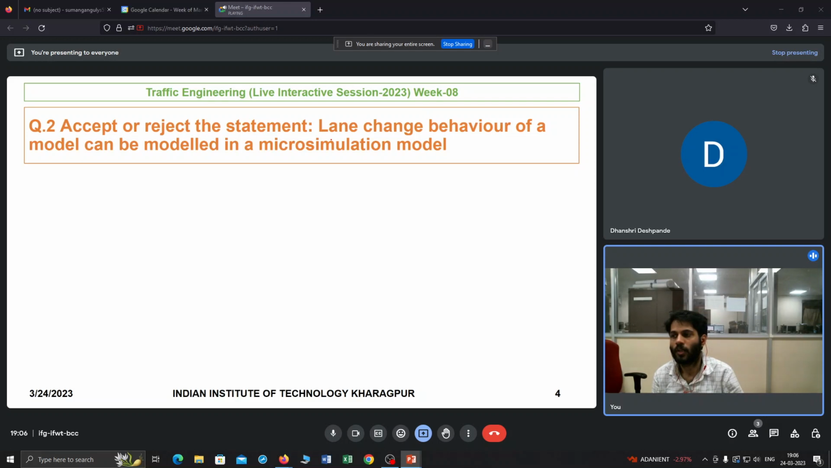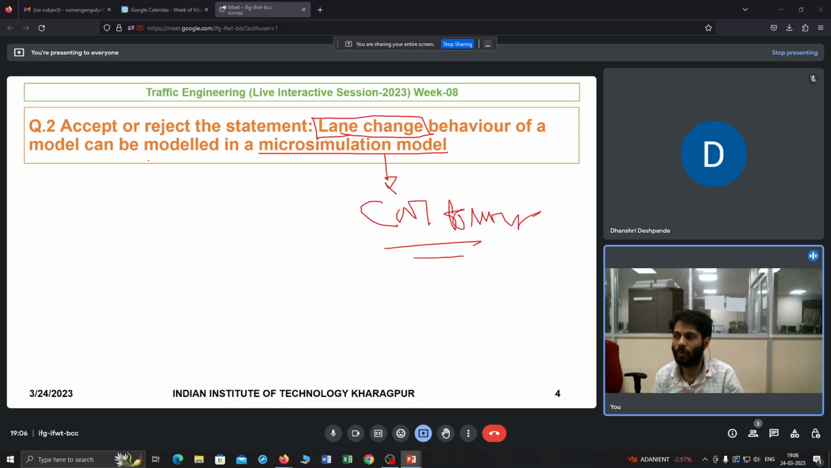So basically in the car following model it is included, and obviously because the car following model is a microscopic model and micro simulation, it's necessary that it includes the car following models. So obviously your car following behavior can be modeled in a micro simulation. So it is an accept, not a reject statement. I think it is clear to you.